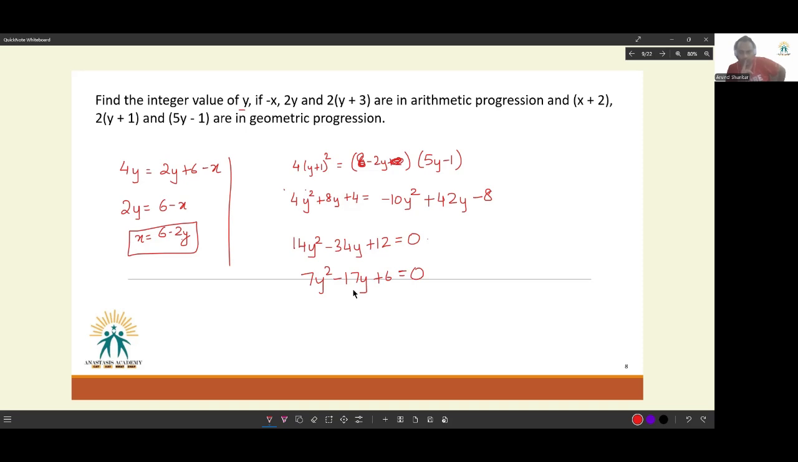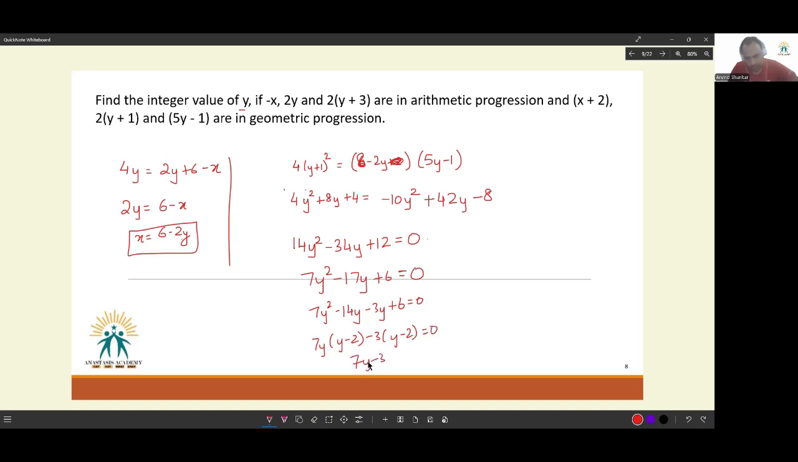56. It is 7 into 6 is 42. 42 broken down into two numbers is 14 into 3. So yes, 7y square minus 14y minus 3y plus 6 is equal to 0. Then you get 7y(y minus 2) minus 3(y minus 2) equal to 0.